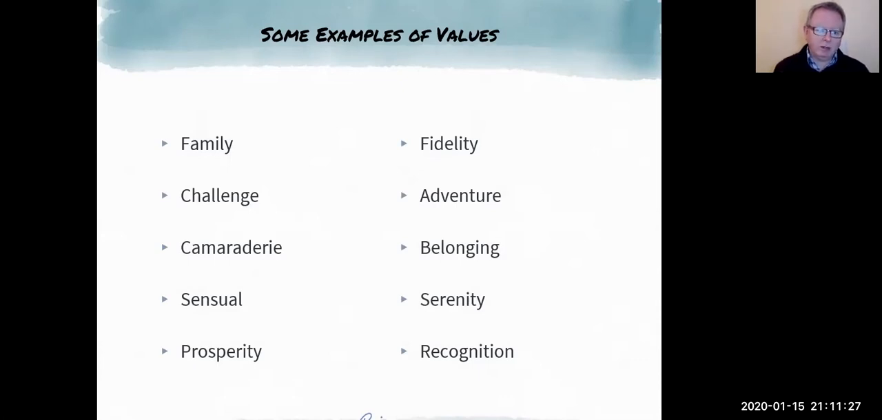But you've got family. Families are obviously important to me now as a married man with two kids. Family is an important value. Challenge. You might want to be challenged in life. It's about how challenged you want to be in life. For some people, it's belonging. Is there a sense of belonging, or is there a sense of prosperity that you want to have in your life as well?